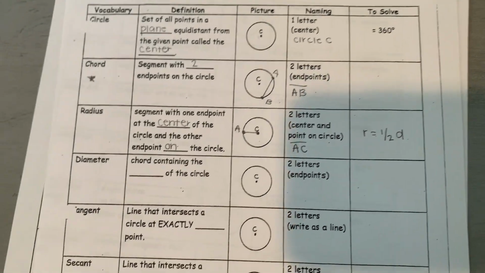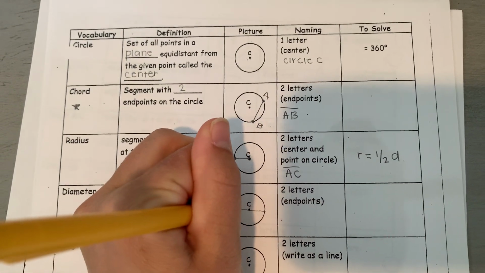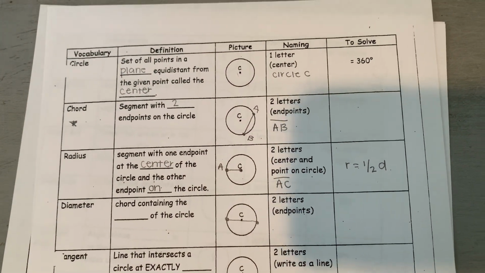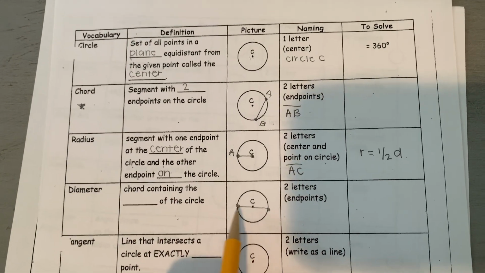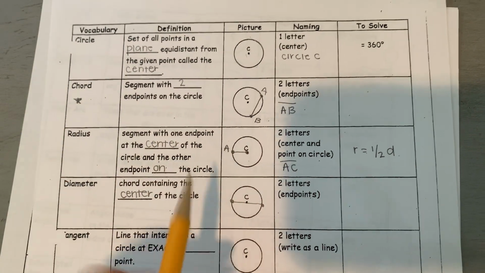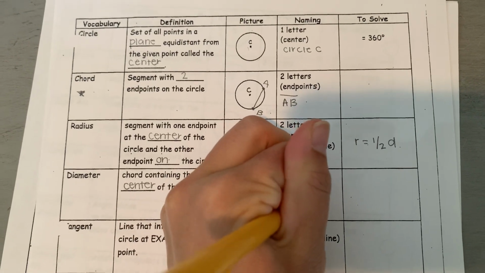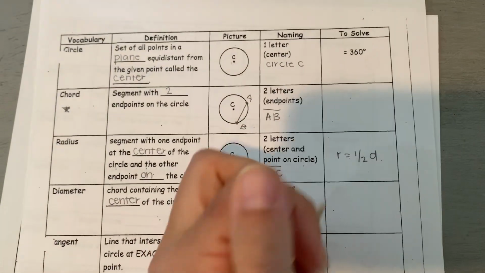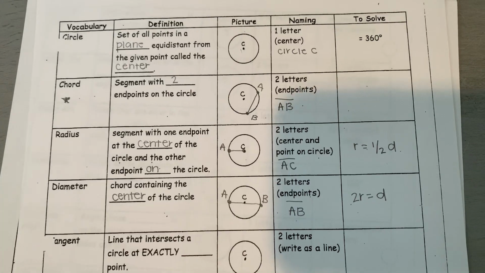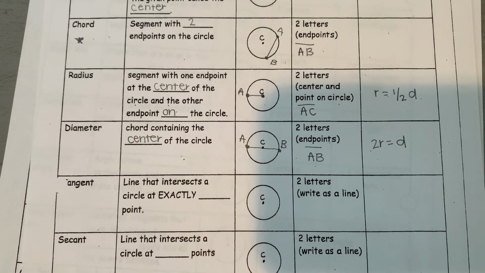If a radius is half of the diameter and just goes halfway across, the diameter is going to be the whole segment. It goes all the way across. A diameter is a chord that contains the center of the circle. If we name this AB, the diameter would be segment AB. And if the radius is half the diameter, double the radius would be equal to the diameter. That's just another way of saying the radius is half, either way.